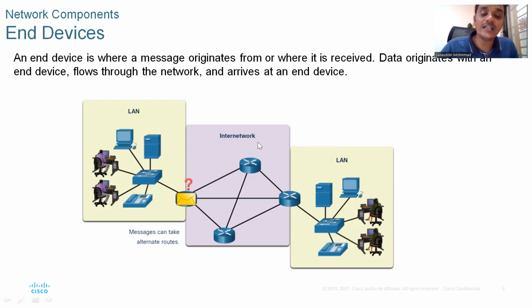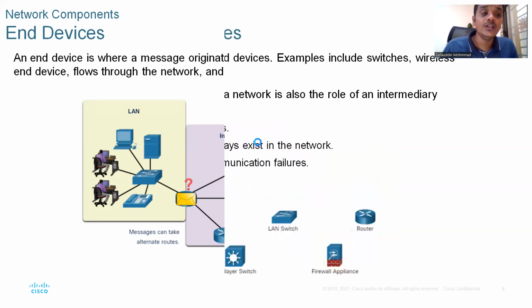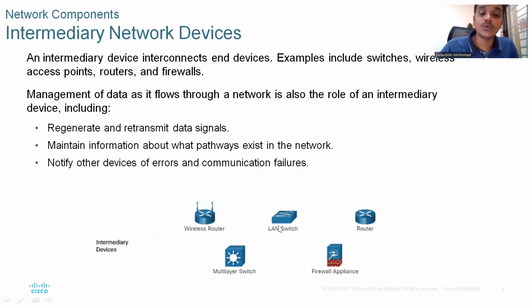Okay, they create the internetwork. So the next devices are the intermediate devices. What are the basic internetwork devices? The intermediate devices are the switch device, next one is the router device, next is the firewall device, multi-layer switch, and wireless router. These are the basic, well-known intermediate devices.